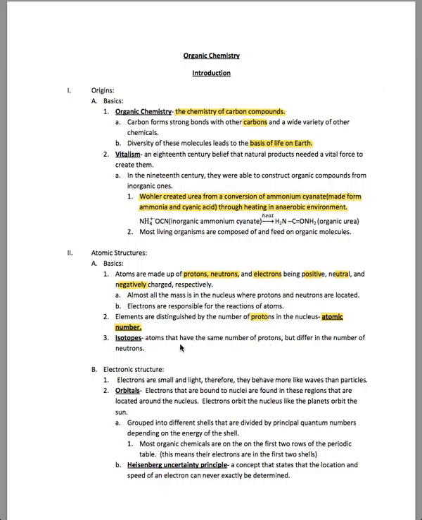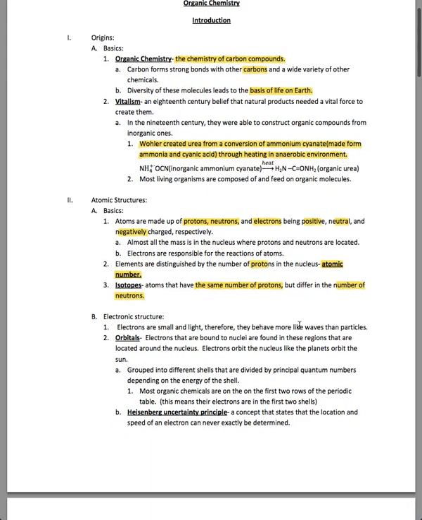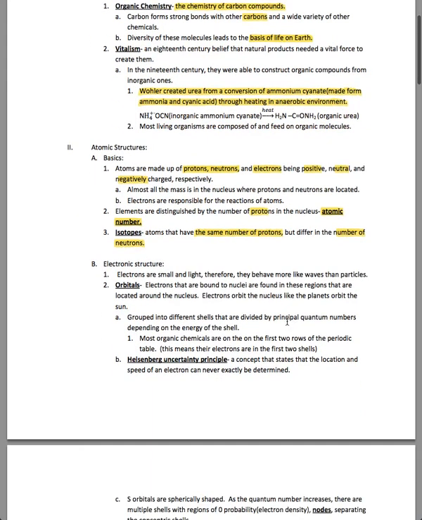So, what is an isotope? Well, isotopes are atoms that have the same number of protons but differ in the number of neutrons. Okay? And again, if any of this is not coming back to you, please feel free to go back and review your Gen Chem notes. Or you can check out my videos in Gen Chem.